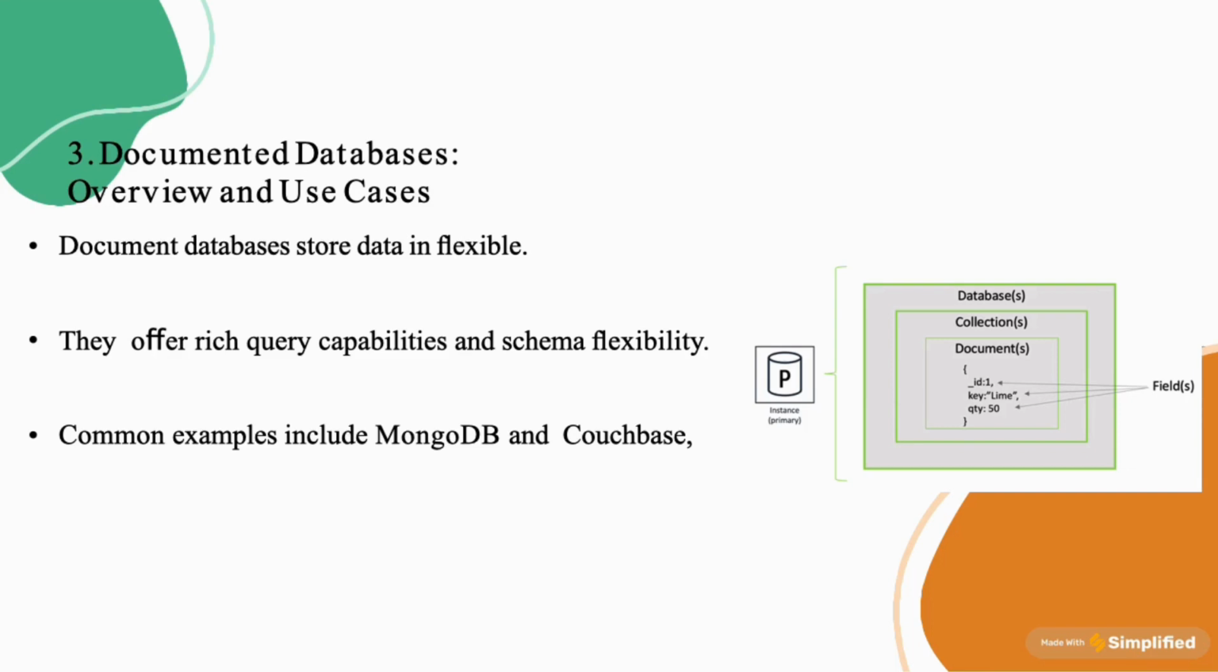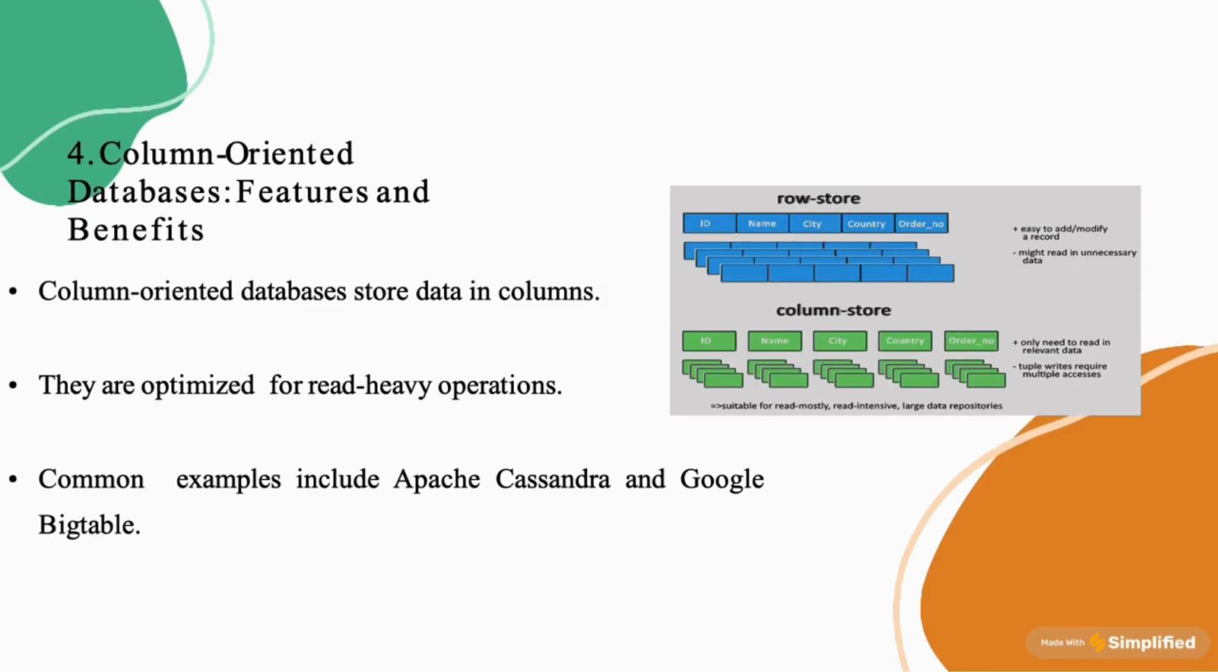On moving towards the fourth part of the presentation, we have column-oriented database features and benefits. A column-oriented database stores data in columns rather than rows, enabling efficient data retrieval and processing for analytic workloads. They are optimized for read-heavy operations such as querying specific columns or aggregations across large databases. Examples include Apache Cassandra and Google Bigtable. They are ideal for data warehousing, business intelligence, and time series analysis.